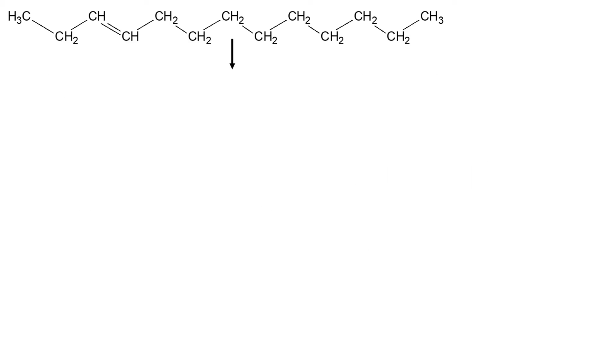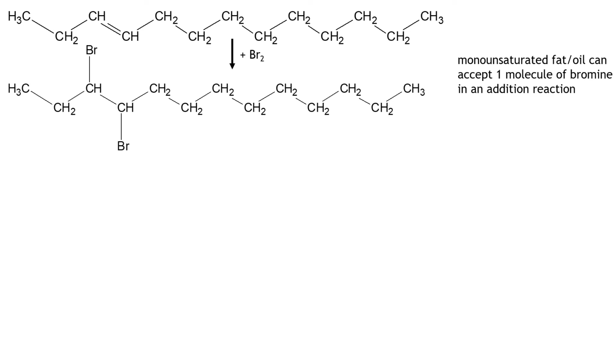So let's compare 2 fatty acids. This fatty acid has got 1 double bond present in it. So we would call that a monounsaturated fatty acid. This means that it can accept 1 molecule of bromine in an addition reaction across this double bond. So you can see that the double bond is broken and we've accepted 2 atoms of bromine across that double bond.